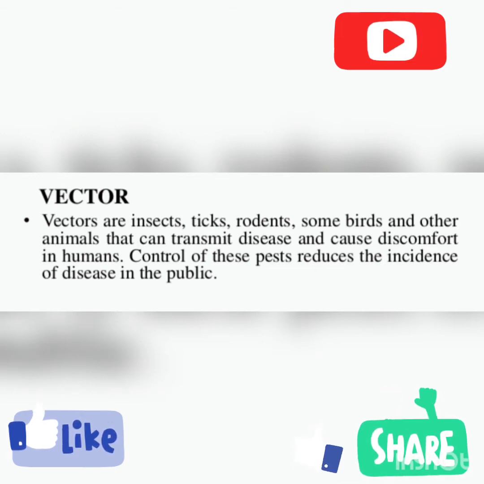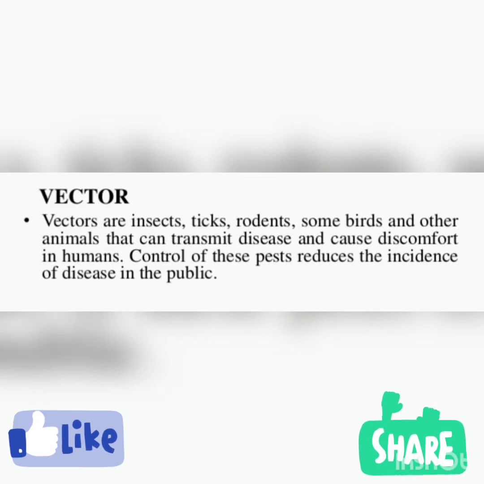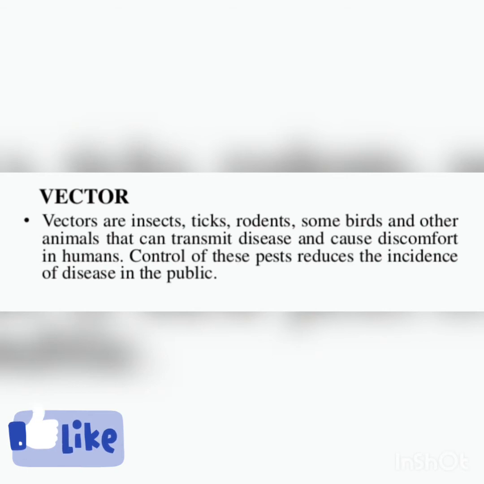So this is known as a vector, meaning the organism which is acting as a carrier of pathogenic organisms from one host to another host. Example here: a mosquito acting as a vector carrying an organism which causes malaria from a patient to a normal person. So that we are going to discuss. Different types of vectors are there, and we are going to discuss all of them here.